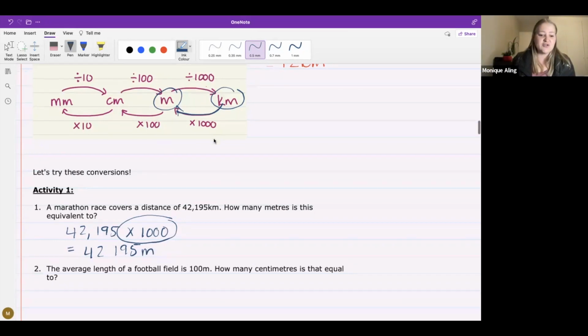Then question 2: the average length of a football field is 100 meters. How many centimeters is that equal to? What did we get? Meters to centimeters. According to the diagram, we need to times by 100. Let me quickly check the answers here.